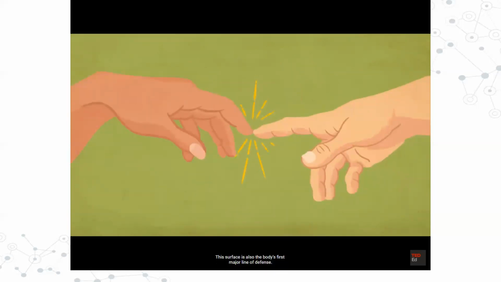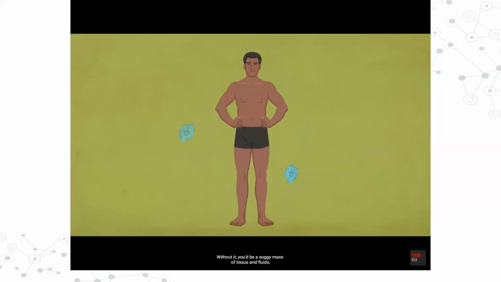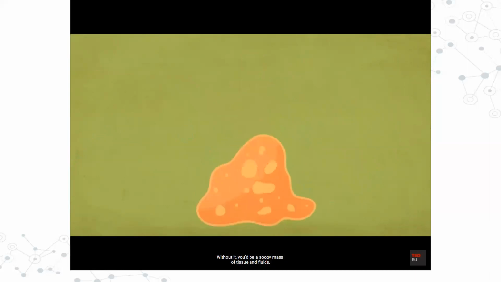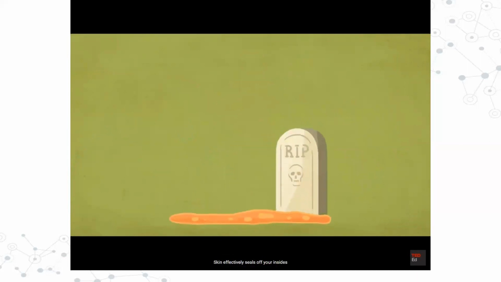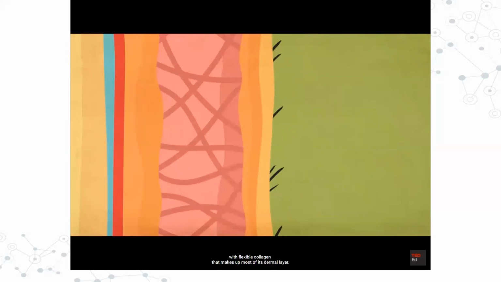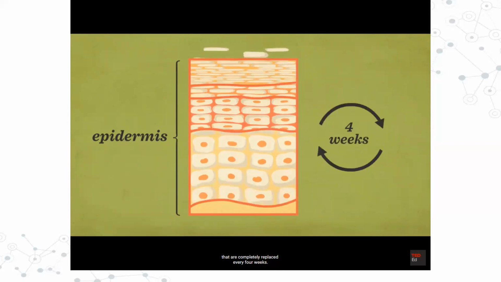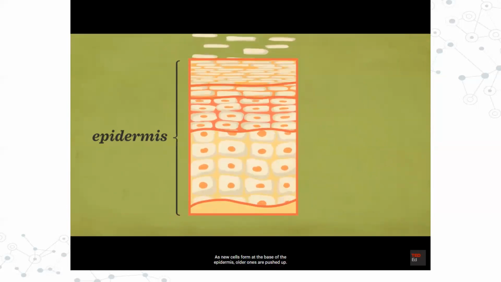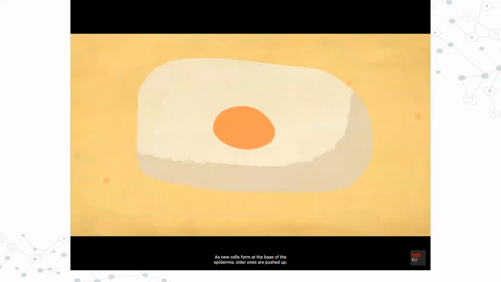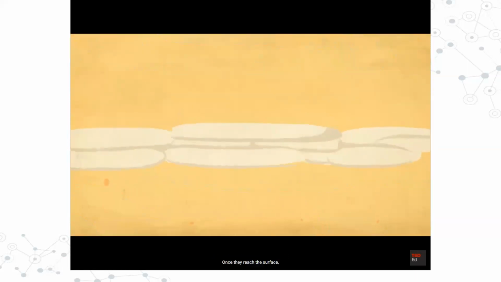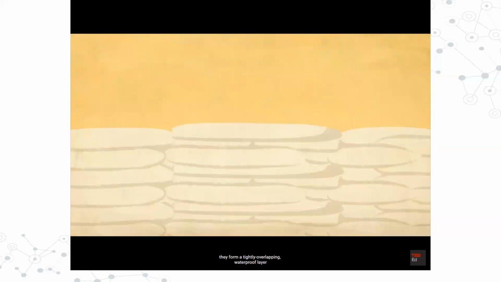This surface is also the body's first major line of defense. Without it, you'd be a soggy mass of tissue and fluids, fatally exposed to the elements. Skin effectively seals off your insides and also absorbs pressure and shock with flexible collagen that makes up most of its dermal layer. The epidermis is made up mainly of skin cells called keratinocytes that are completely replaced every 4 weeks. As new cells form at the base of the epidermis, older ones are pushed up. When these cells move upwards, they're filled with a hardened protein called keratin. Once they reach the surface, they form a tightly overlapping, waterproof layer that's difficult for invading microbes to breach.